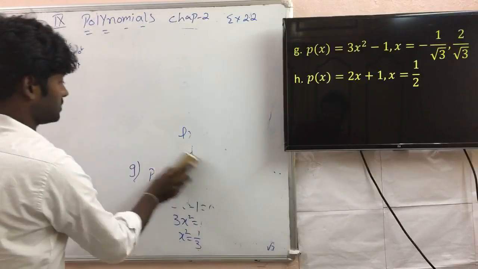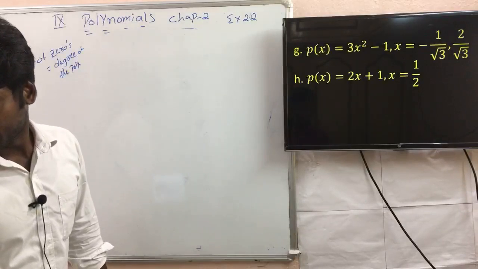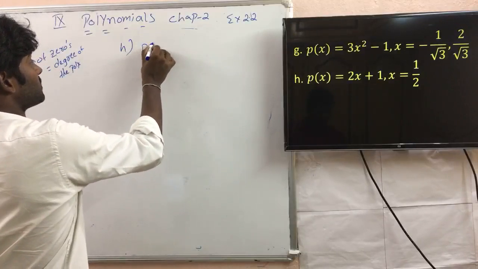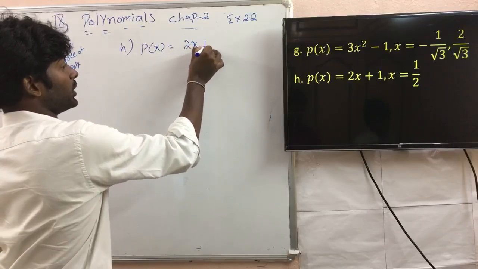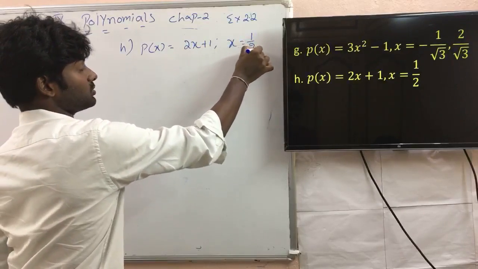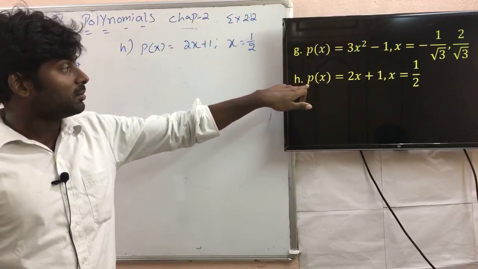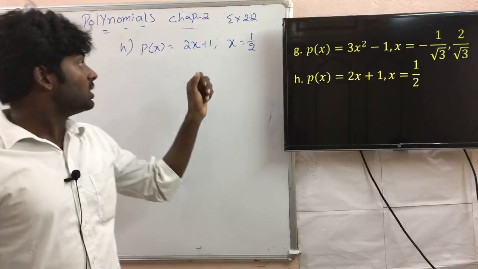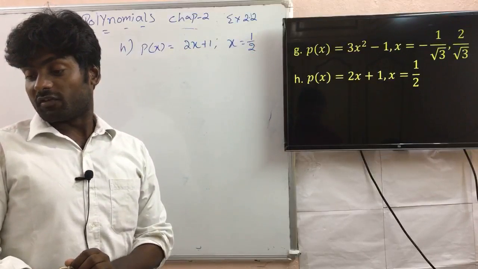So eighth sum in exercise 2.2. Third main eighth sum, p of x equals to 2x plus 1, and 0 is given by x equals to 1 by 2. See this one. Polynomial is given by 2x plus 1 and x equals to 1 by 2. Now, is it a 0 of the given polynomial or not?